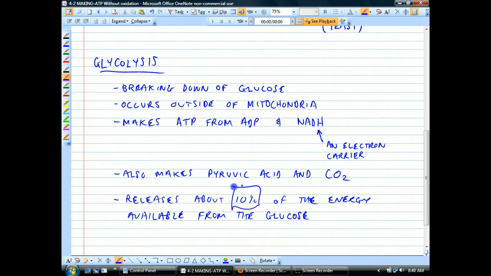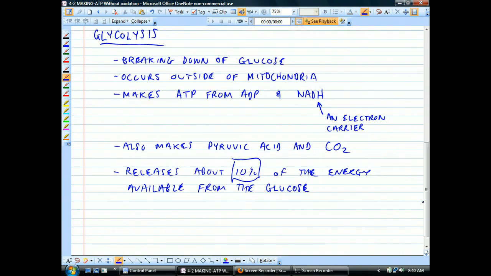This step releases only 10% of what can be released. So we're not done with the glucose. We split it into 2 parts. We get a little bit of ATP, but those 2 parts can be broken down. And that's what's going to happen in respiration. All right? So that is a summary of it.